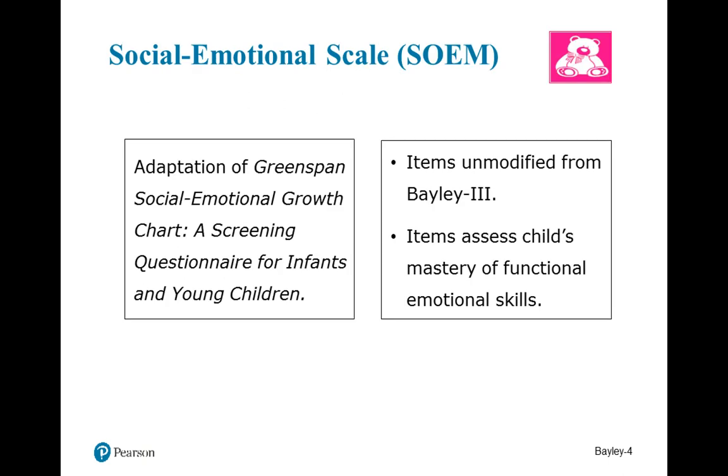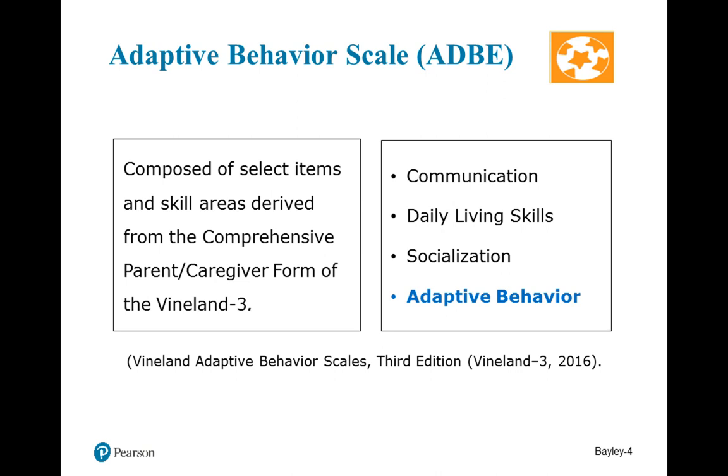Social emotional scale, the items are unmodified from the Greenspan social emotional growth chart. And the adaptive behavior scale, this was adapted from the Vineland-3. And this is quite a process to make sure that you've pulled out the right content areas, but also items that are relevant to the age group that we're talking about. And looking at communication, daily living skills, socialization, and an overall adaptive behavior composite.